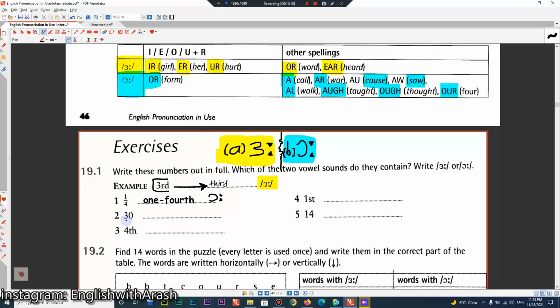Oh, it's not clear for you? Number 2. Wahid says A. Elahe A. Nahid A. Angel A. Lale A. Farah A. So exactly, you're right. Third. It's the A sound. Third. So this one is A.